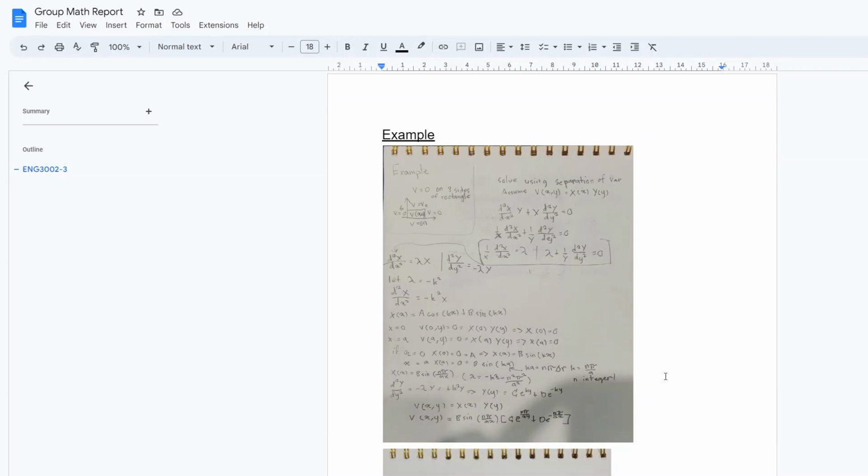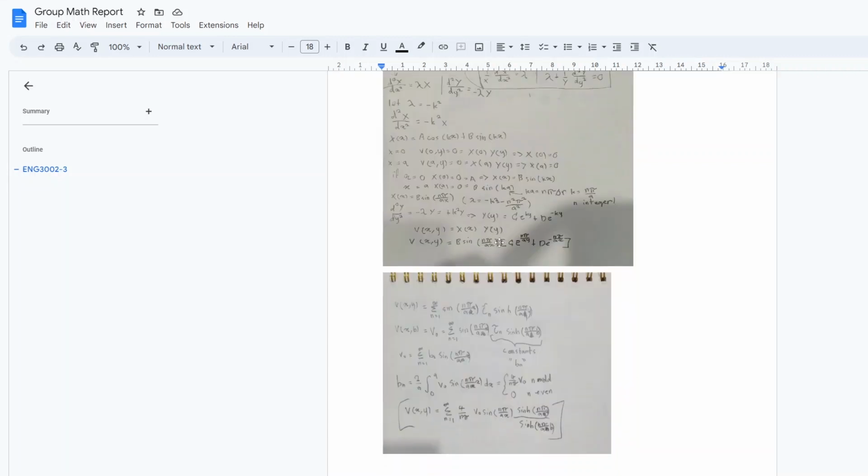Here we have the example which involves a point on the rectangle. We can see here, we can go down until the final answer, which is not in full. It's actually just a simplified version of the function that can be solved at the end.